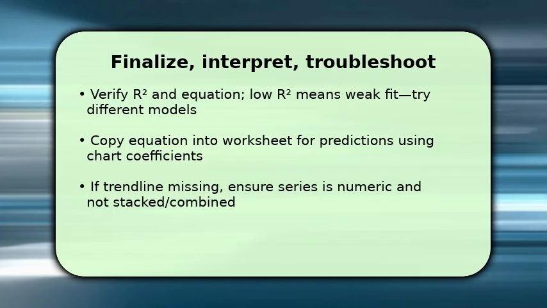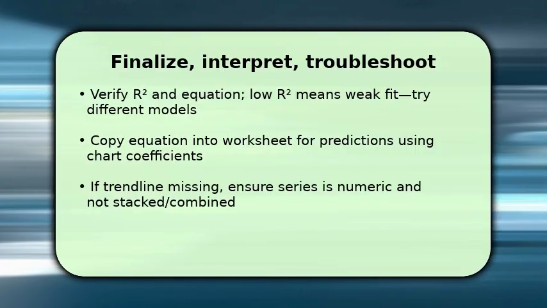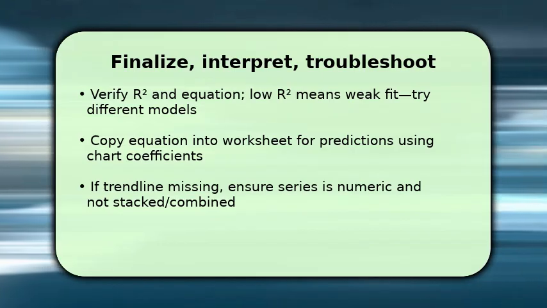If you don't see the trendline option, make sure the series contains numeric values and isn't a combined or stacked chart type. Converting to a scatter or line will restore the ability to add a trend line.